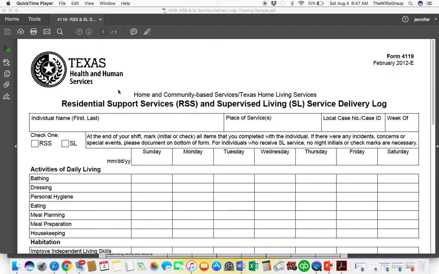This training is a brief overview of how to complete Form 4119. This form is used for individuals who reside in the group home setting under residential support services and supervised living. To complete this form, start with the individual's first and last name.